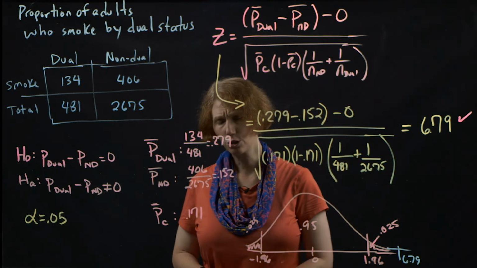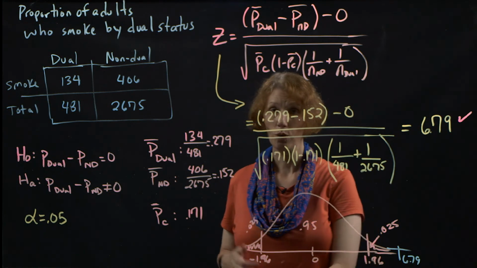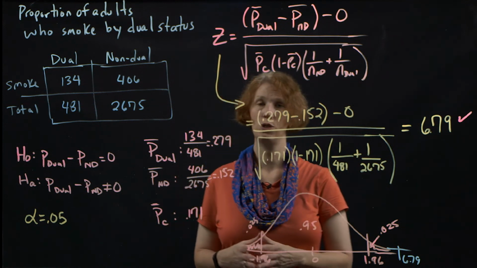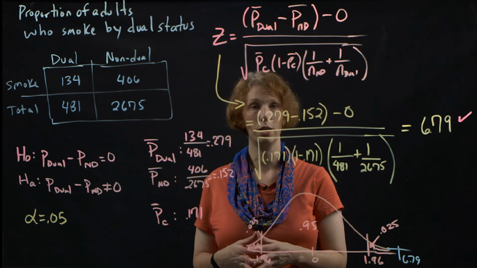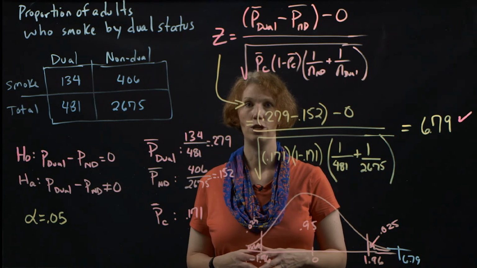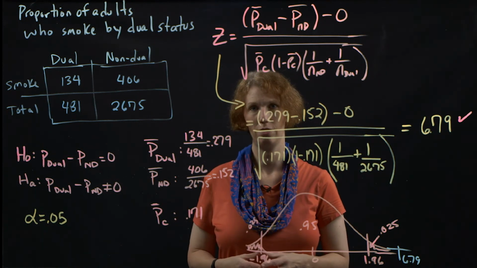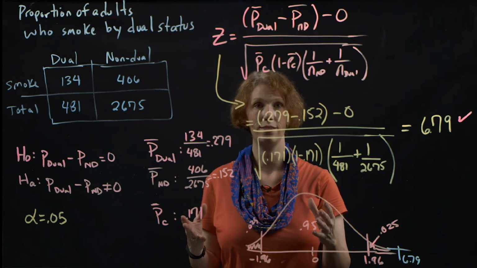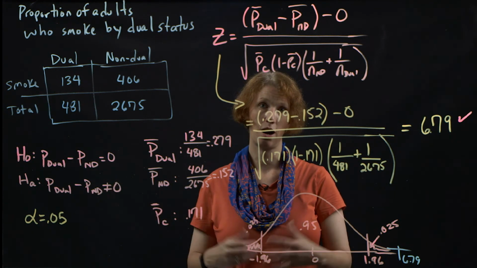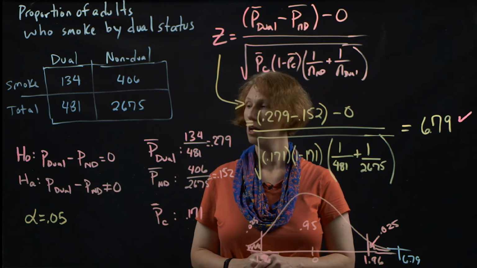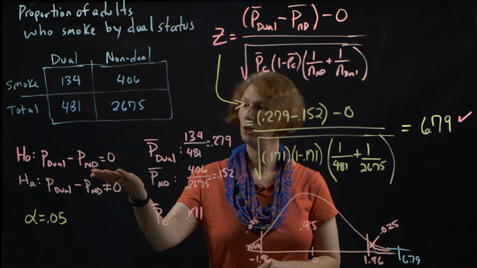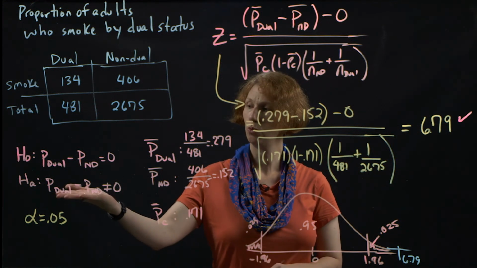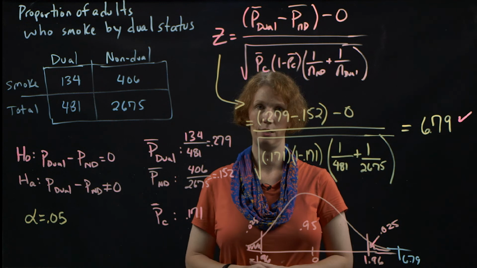Now, as an alternative to a two-sided hypothesis test, we might have been interested in doing a one-sided test. And in particular, perhaps we're concerned that the proportion of smokers in the dual population is greater than the non-dual population. That might warrant some additional intervention. The key difference in our methodology, if we were going to do that, would be in two places. The first would be how we express our null and alternative hypotheses. In particular, we would write this down as p dual minus p non-dual less than or equal to 0 versus p dual minus p non-dual greater than 0.